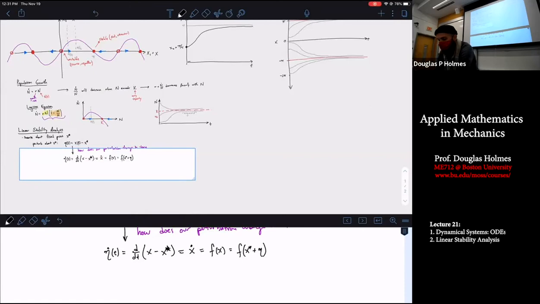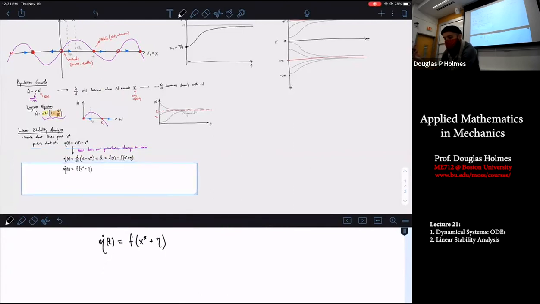Now, let's summarize this. Simply, eta dot is equal to f of x star, my fixed point, plus my perturbation. So far, all we've done is set up our ability to examine how our perturbation changes. In order to do that, we need to next linearize. This is the crucial component of this linear stability analysis. And the way we linearize this is also familiar to us. It's the same stuff we've been doing. We linearize this by expanding it in a Taylor series.